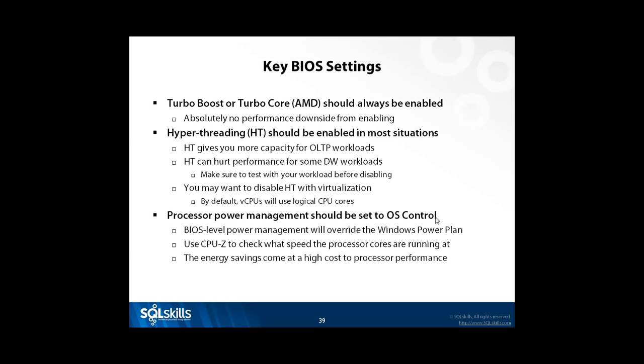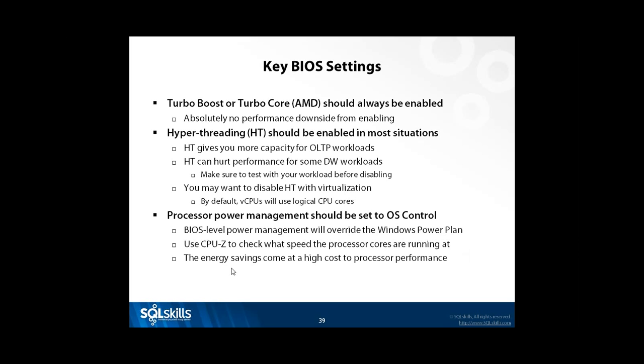And then the other thing that's important is that the processor power management in the BIOS should be set to OS control or just disabled completely. That way, the Windows power plan is in charge. And if you set that to high performance like you should, then you're going to get the best performance. And it's really important to use this tool called CPU-Z to see how fast your processor cores are actually running at.